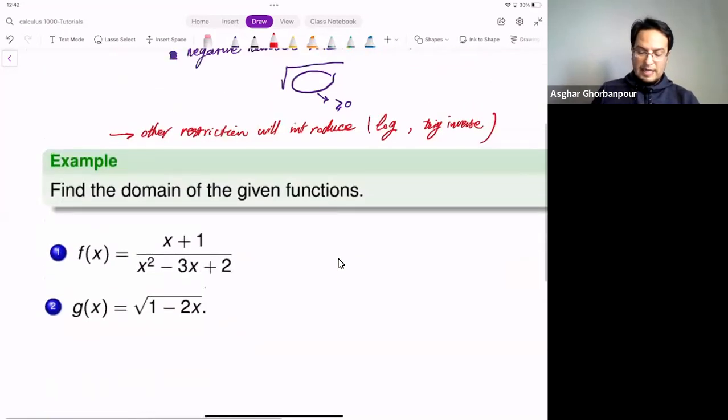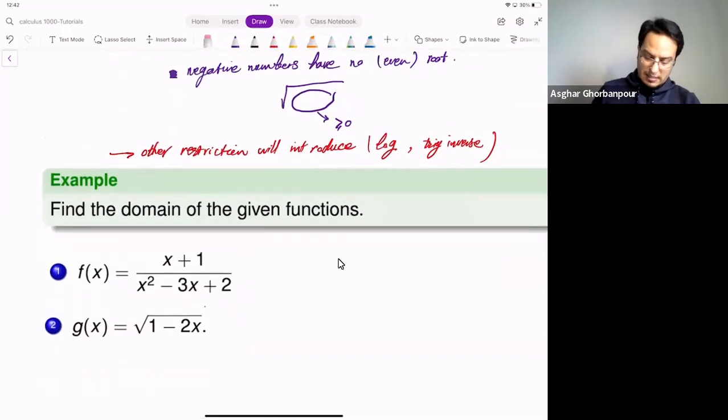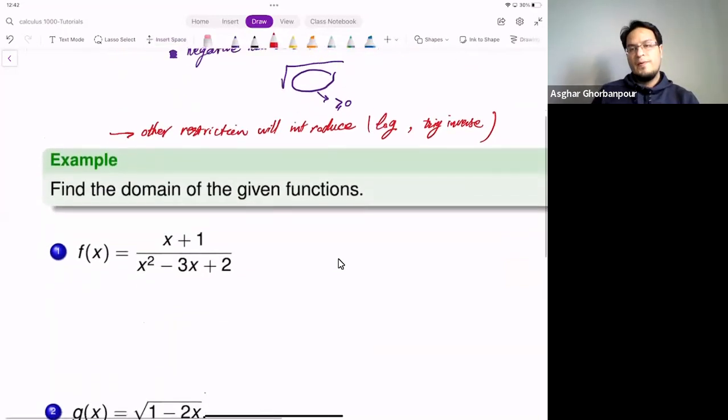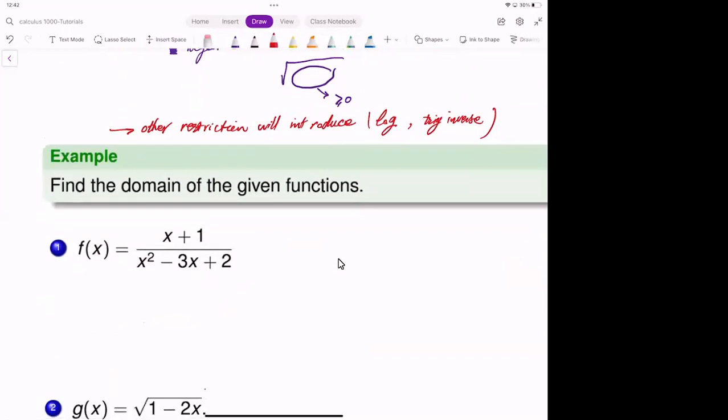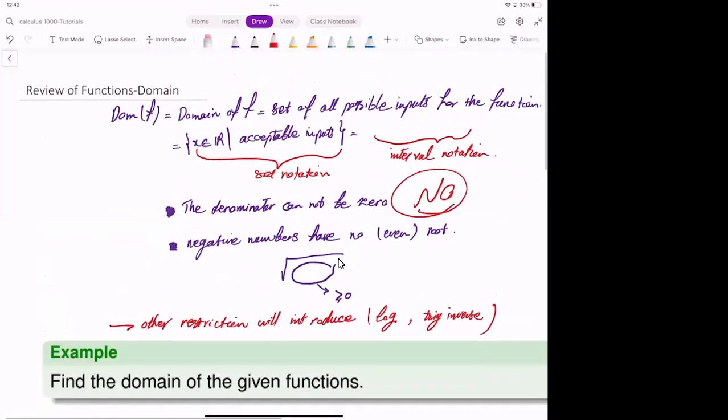Are there any questions, any comments? Yes, please. Would you mind scrolling up just a bit, just so I could see that first part one more time?